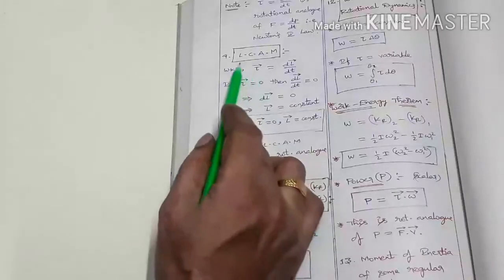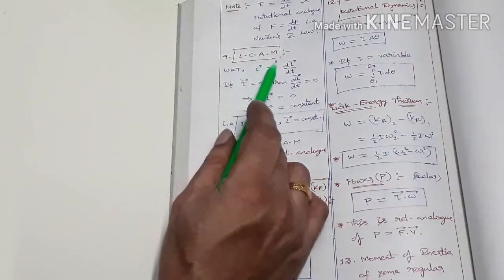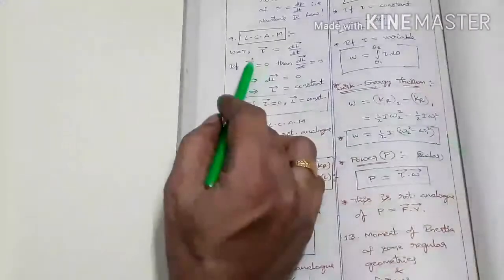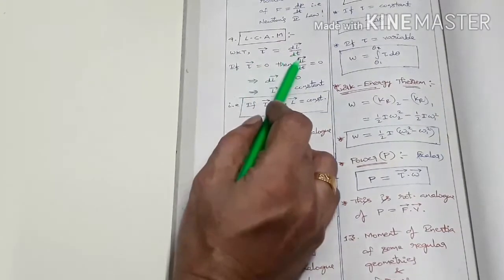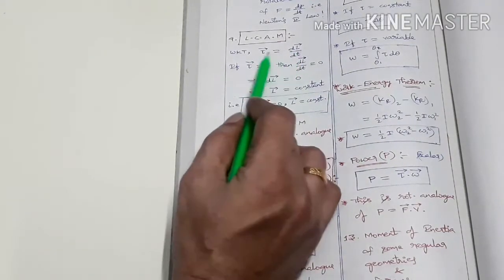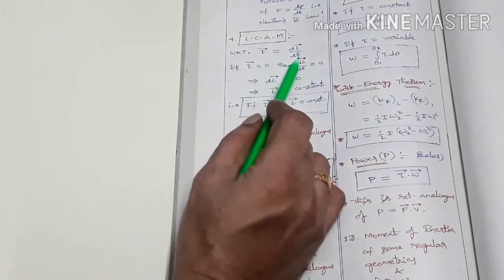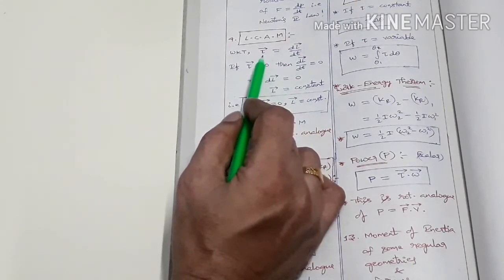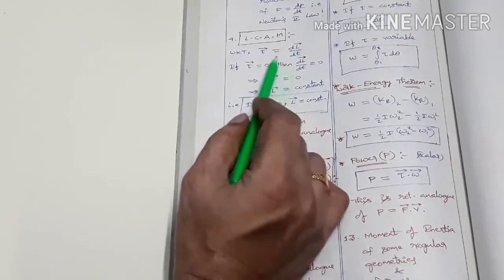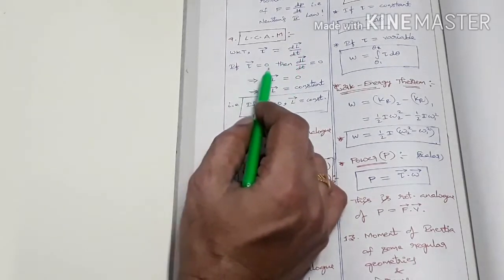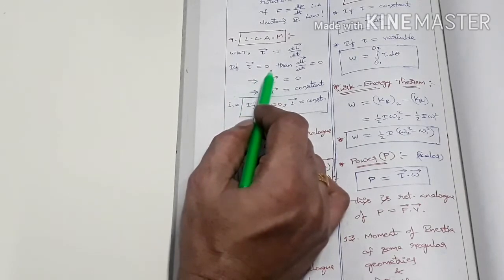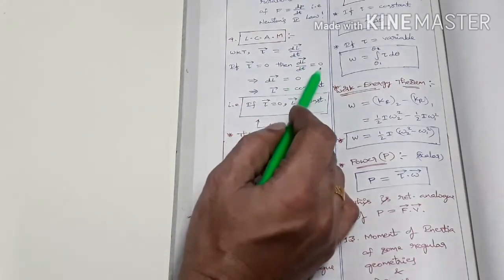Next one, LCAM, law of conservation of angular momentum. So we know that tau bar equal to dL bar by dt. Similarly, its linear analog is F bar equal to dP bar by dt. That is Newton's second law. So if tau bar equal to 0, that is, external torque acting on the body is 0, then what happens to this one? dL bar by dt equal to 0.